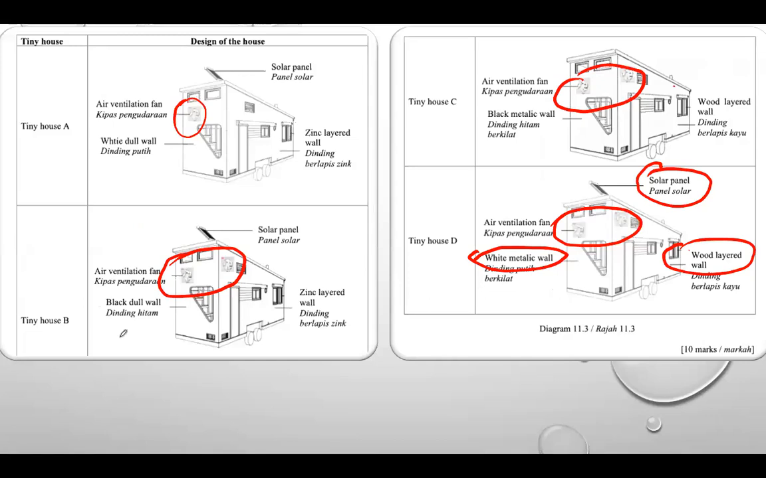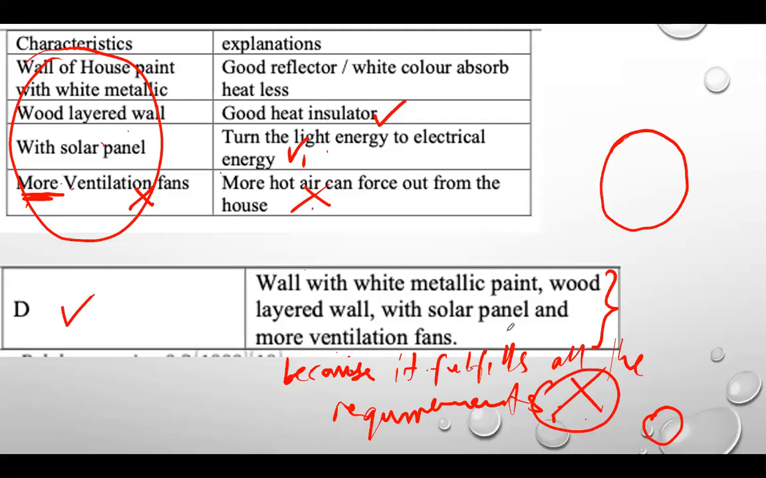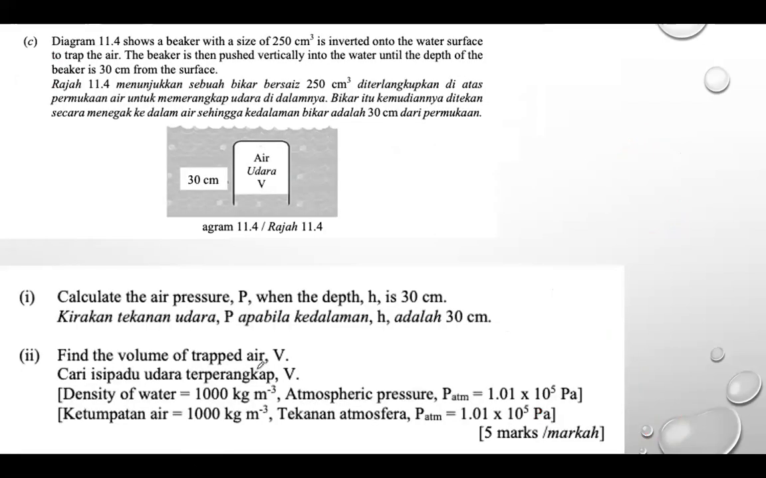Ramai orang dia buat macam ni. Dia fikir table form kan? Terus dia tulis, okay, house A, house B, house C, house D. Has ventilation fan, has white wall. Apa ini? Table apa ini? No. Okay, guys, please learn the correct technique menjawab. Even your SBP book has the model answer for you in a table form. Please learn the correct answering method. Saya boleh membebel ni sampai ke hujung dunia.